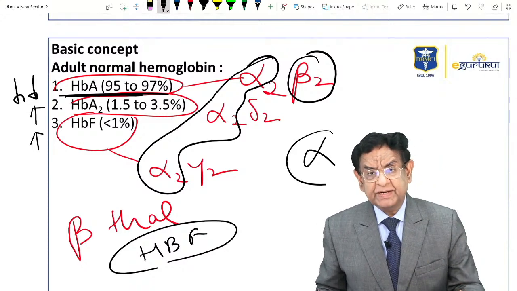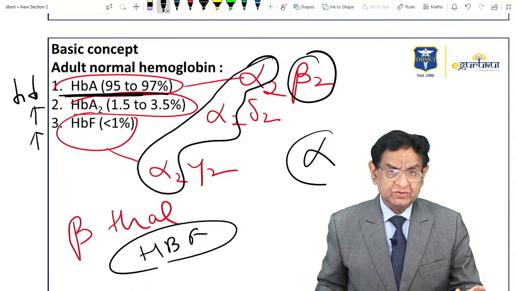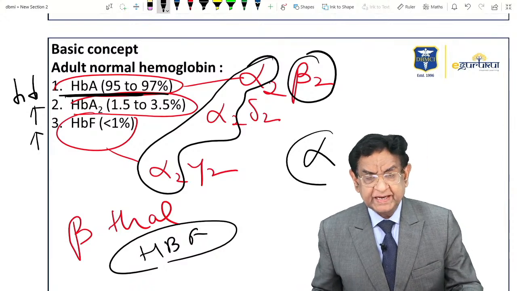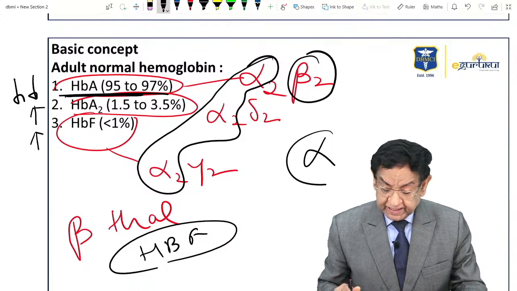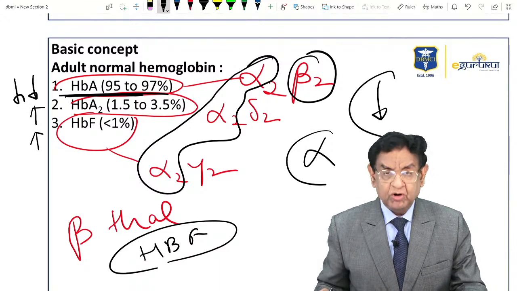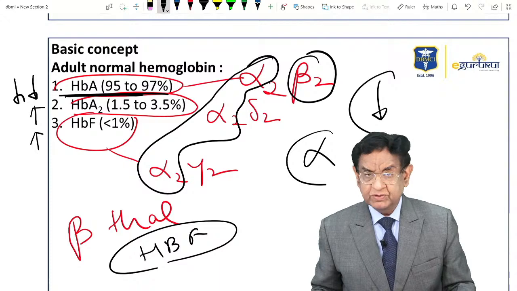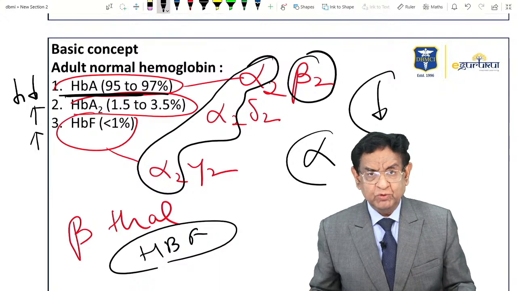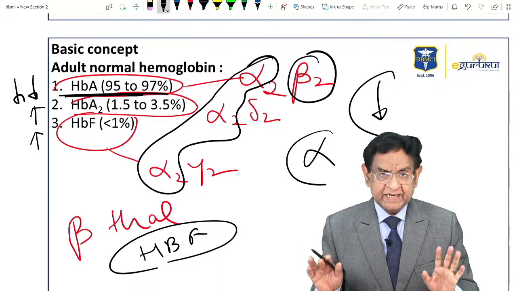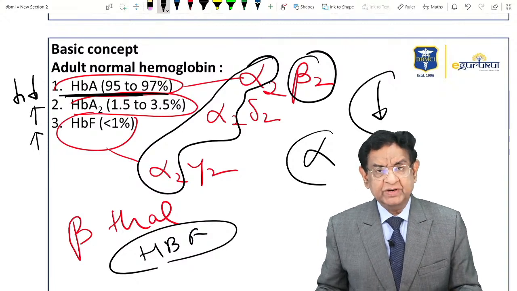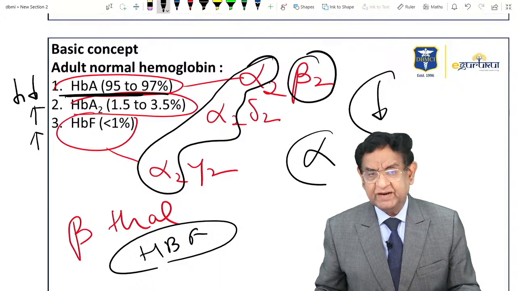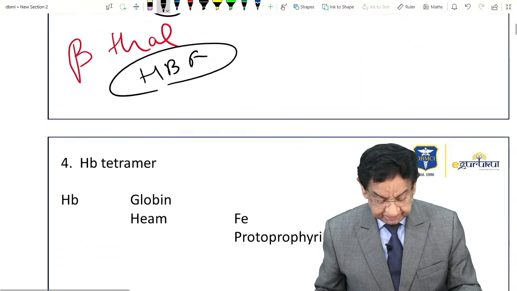Every hemoglobin A, A2, F has alpha. So now if the problem is in the so-called alpha chain, all three levels will be reduced. About this I'll be talking in much greater detail later on, but as of now you got the idea what is thalassemia, what is beta thalassemia and what is alpha thalassemia.